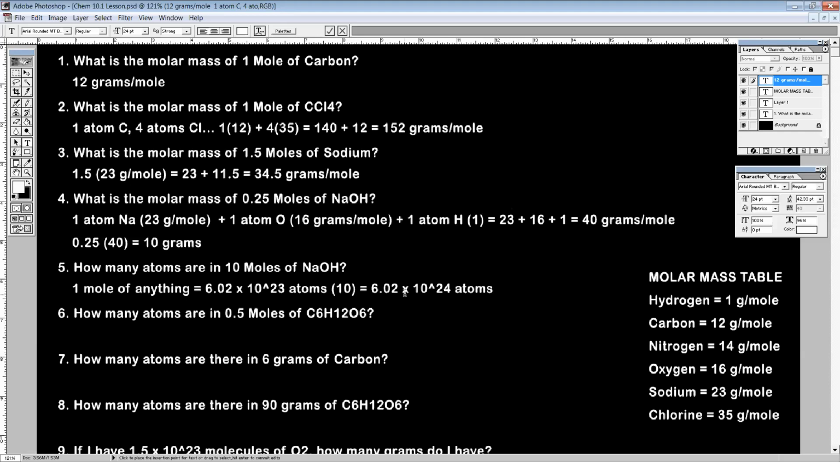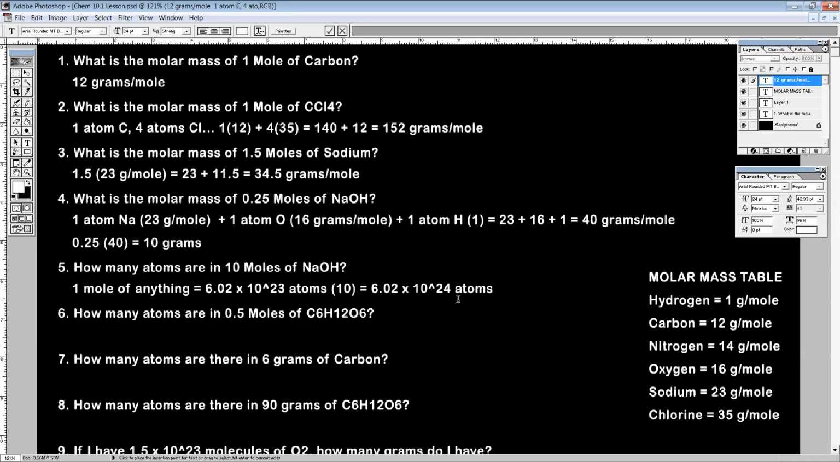All right, did that make sense? We would have had 60.2 times 10 to the 23rd. However, we don't like having this decimal over here, so we move that over 1 and had to raise that exponent by 1. All right.